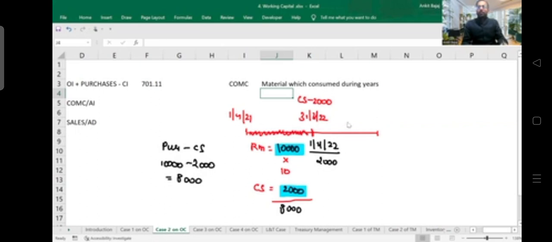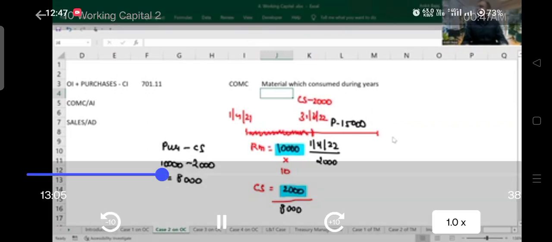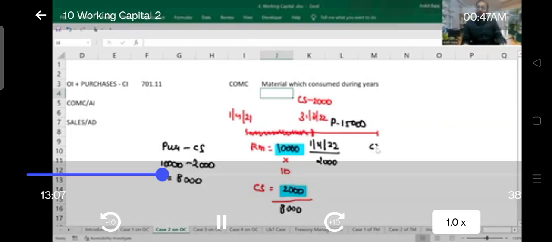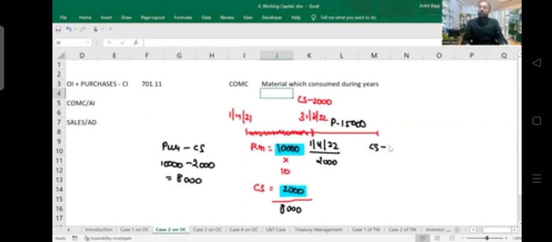Let's suppose during the year you have purchased 15,000 units. Your purchase is 15,000 units, and when you checked your closing stock, you found that you have a closing stock of 4,000 units. Now, is it possible for you to find out how many units you have consumed in the year? How will you calculate?